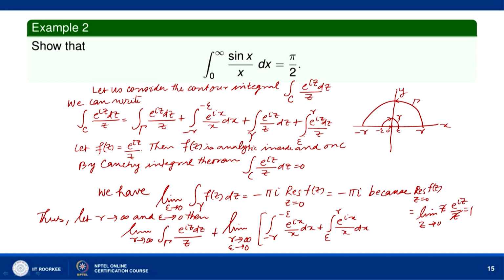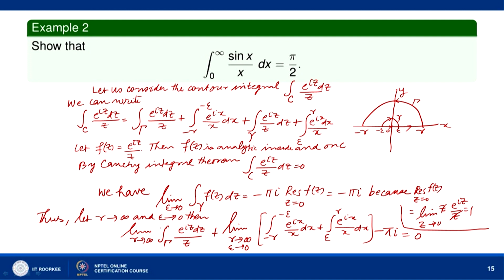This should be here because we are moving along the real axis, so it should be x. So it should be like this. Okay. So this, plus the integral over gamma, we got minus pi i, is equal to 0. This is what we get.